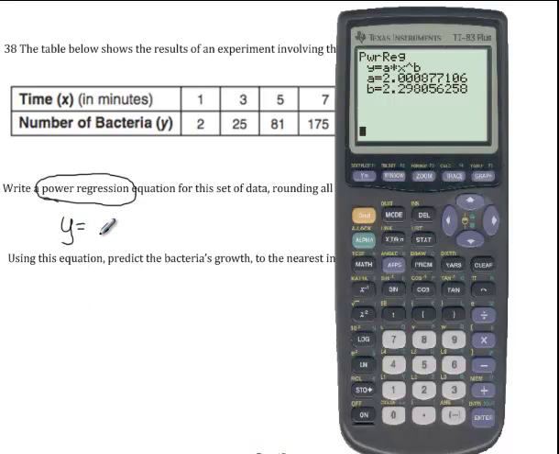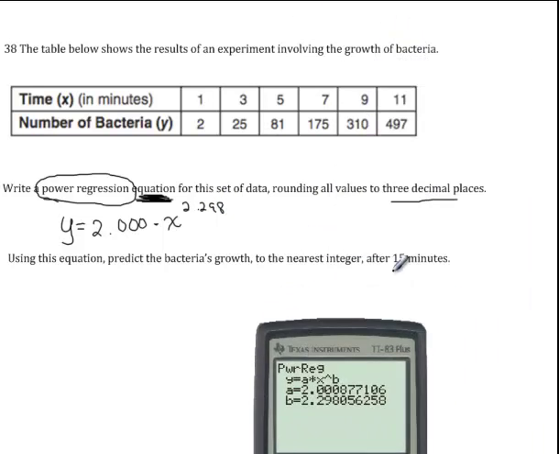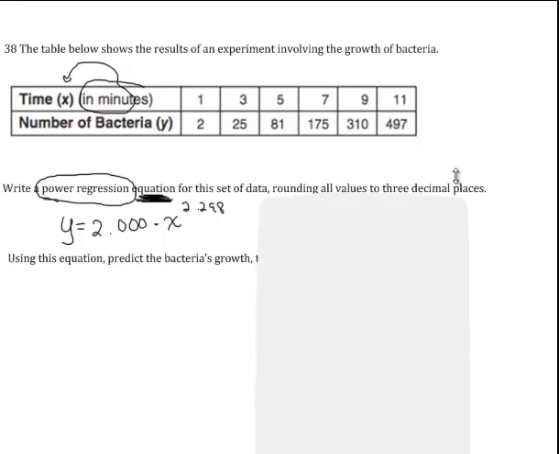All right, so y equals, make sure you write y equals because it says an equation, so it has to have an equal sign. 2.000 times x raised to the 2.298. Okay, use this equation to predict the bacteria's growth to the nearest integer after 15 minutes. Well, minutes is my x, so that means I'm going to put 15 in for x.